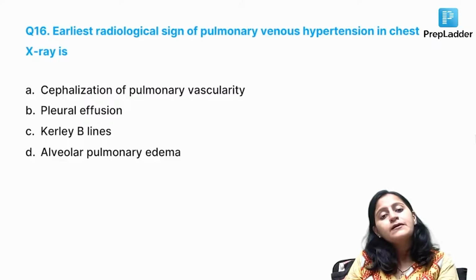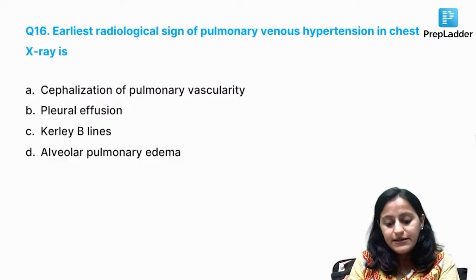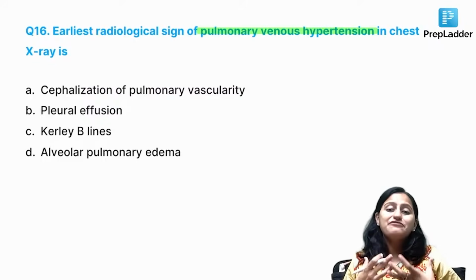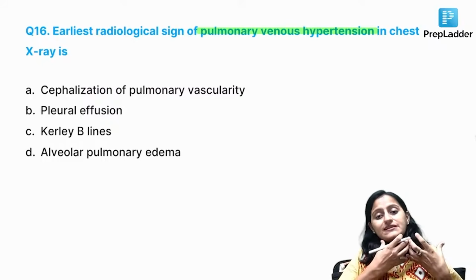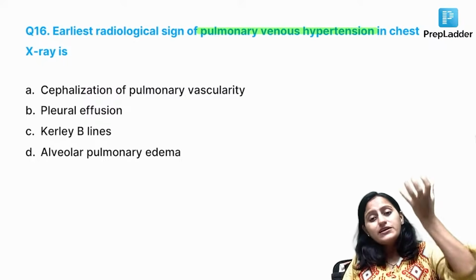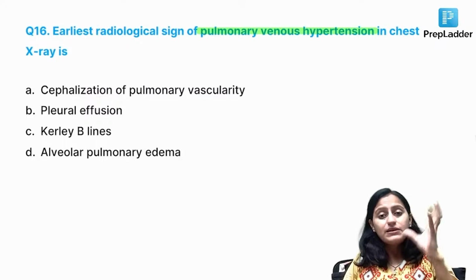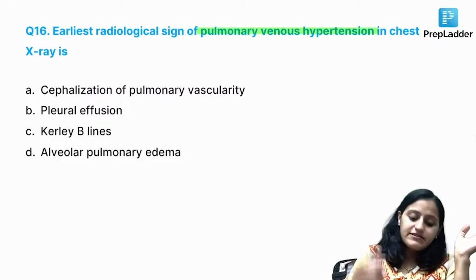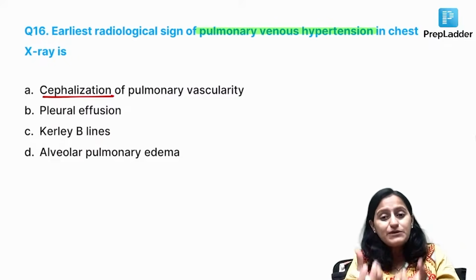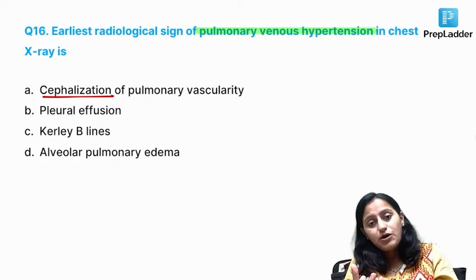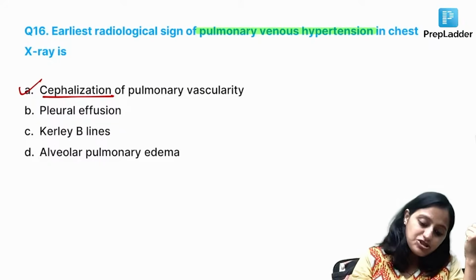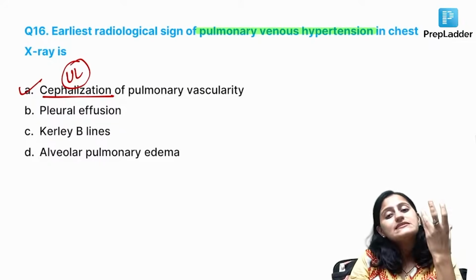Next one. What is the earliest radiological sign of pulmonary venous hypertension? When heart failure sets in, the first thing, the back pressure goes to the pulmonary vein. So pulmonary venous hypertension makes the vessels prominent against the gravity. So the upper lobe vessels become prominent. Normally, because of the gravity, the lower lobe vessels are prominent, but here because of the back pressure against the gravity, cephalization. That is, the upper lobe vessels become prominent.